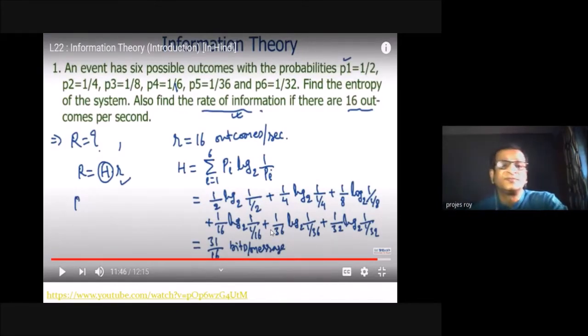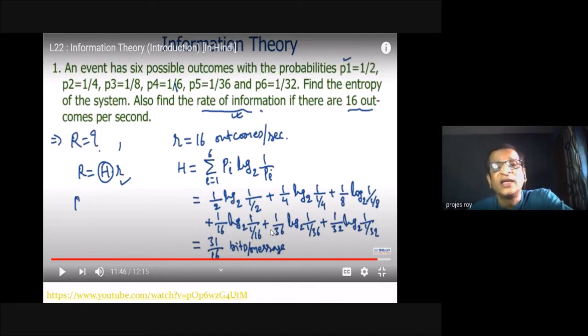I will tell you, students, here you can see an event has 6 possible outcomes with probabilities p1, p2, p3, p4, and so on, which are 1/2, 1/4, 1/8, 1/16, 1/32, 1/32. Find the entropy of the system. Also, find the rate of information if there are 16 outcomes per second. Here you can see R is equal to 16 outcomes per second.